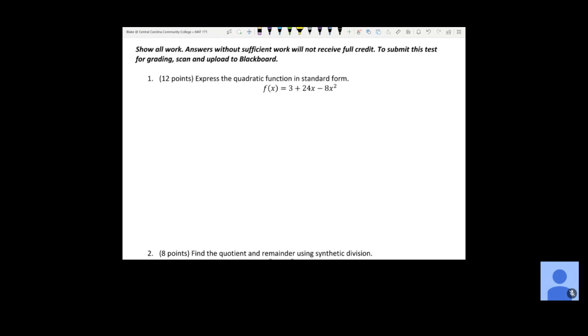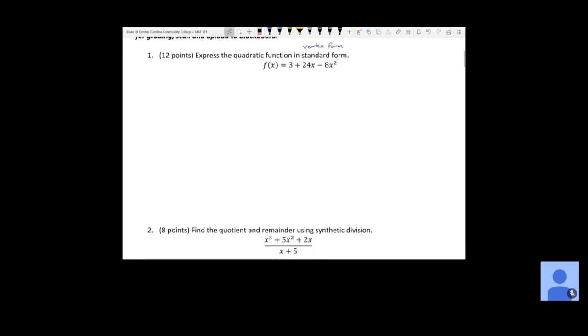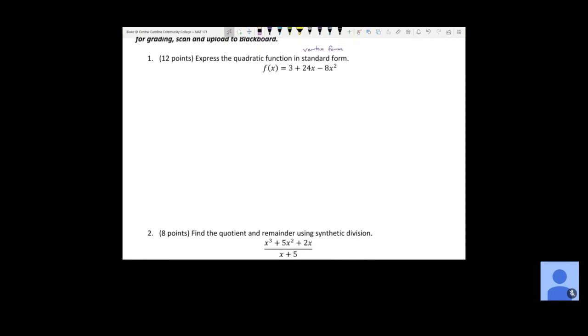Okay. All right, so let's take a look here at number one. We want to express this in standard form, right? And remember, another name for standard form is vertex form. So when you see this now, just know that we're trying to find the vertex form of that quadratic. So what would be our first step here if we want to get this equation in vertex form?